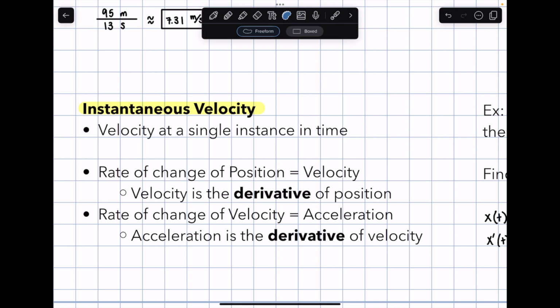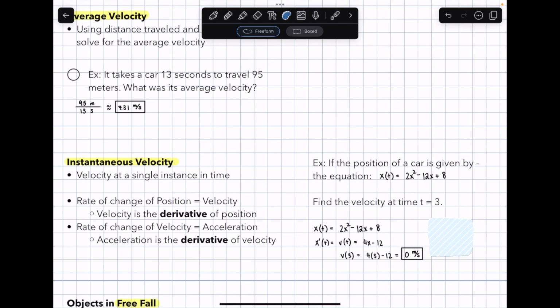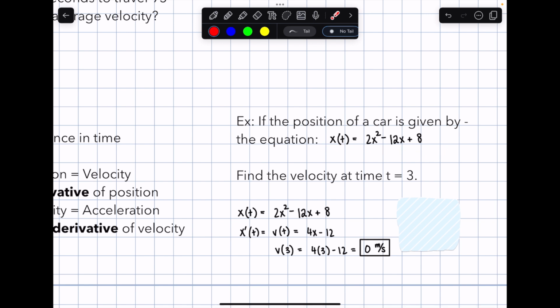So let's look at this example. If the position of a car is given by the following equation, we're asked to find the velocity at time t equals 3. So what we do in this case is we realize that, again, velocity is the derivative of position, as we said right here. And so if velocity is the derivative of position, all we need to do is take this position equation, take the derivative of it, and that should give us our velocity equation. And so that's what you do right here. And when this is our equation, all we have to do now is plug in t equals 3, and our final answer is 0 meters per second.